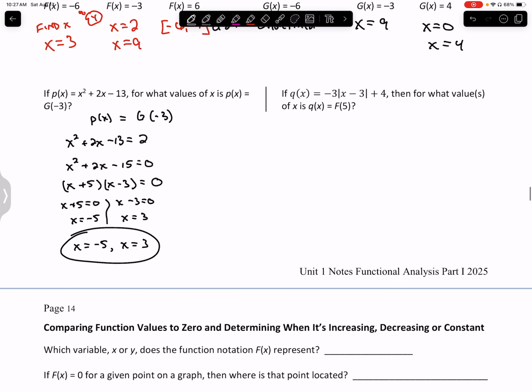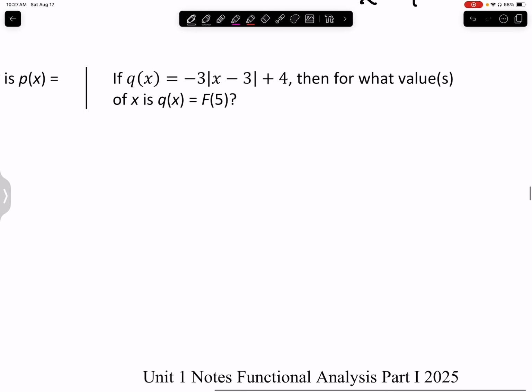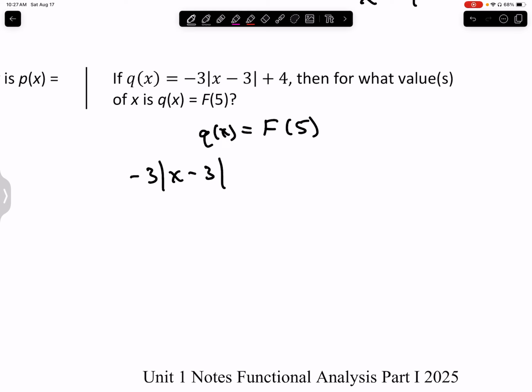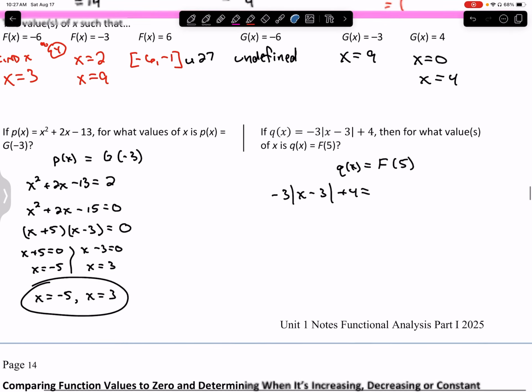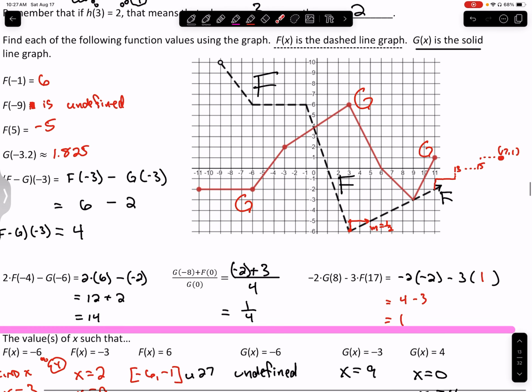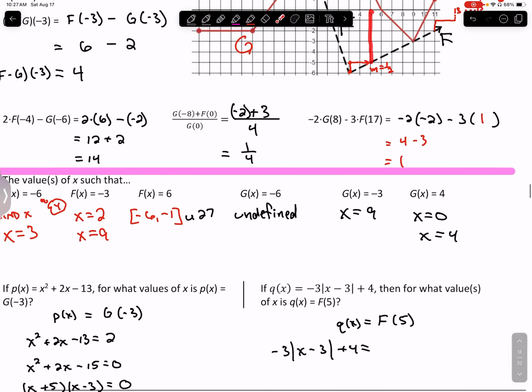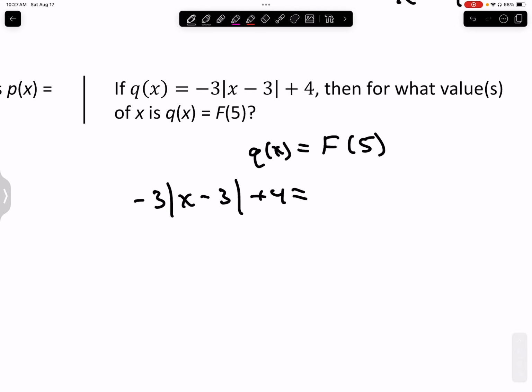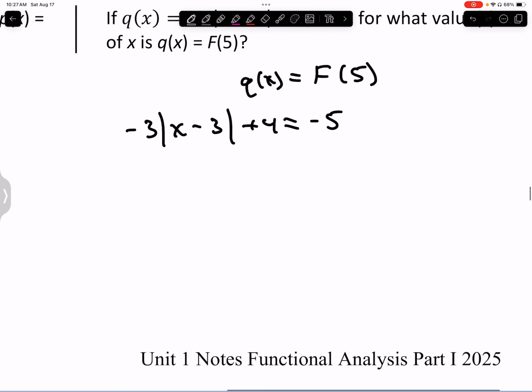All right, let's look at Q. It's similar. So we want to figure out what the x value is when Q of x equals f of 5. So I'm going to start out by saying Q of x is f of 5. What is Q of x? It's -3 times the absolute value of the difference of x and 3, plus 4. What is f of 5? I need to use my graph for that. So if I go up here, when x is 5, y looks like it's -5. So that puts us here.